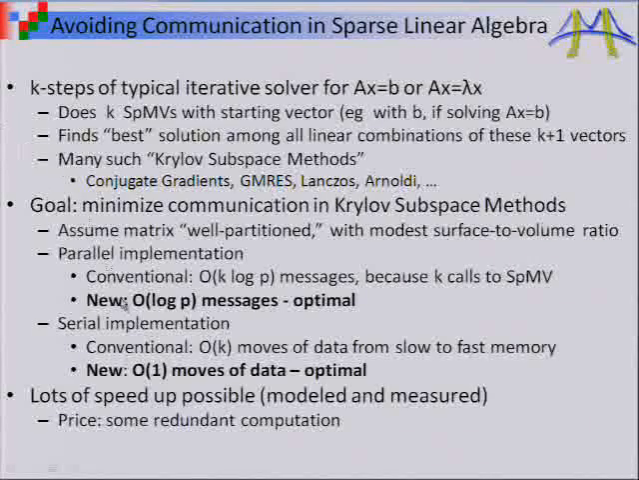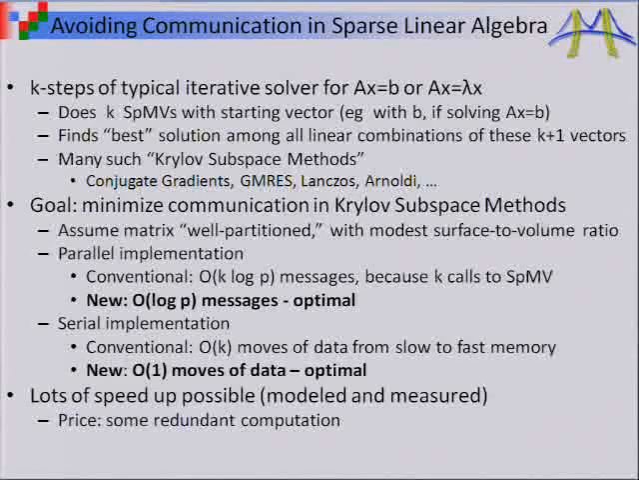What about the serial case? In this case, I have my sparse matrix. It lives in DRAM. Every time I do a sparse matrix vector multiply, I've got to go to DRAM and bring it. And so the total memory traffic is growing proportional to k. The new algorithm, it doesn't grow proportional to k. I read it once from memory, and I can take k steps of the algorithm. And you can't do better than that.